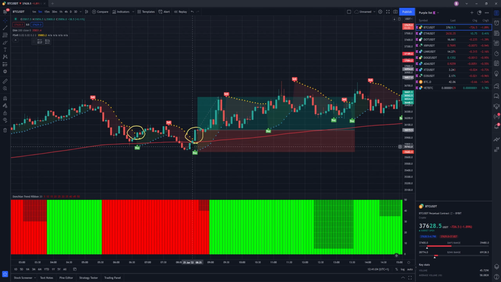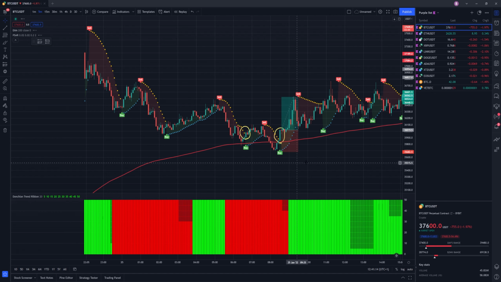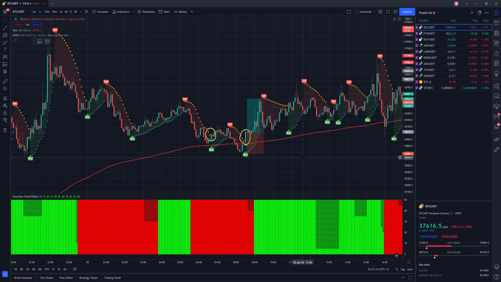So if you would take it to the next sell signal, you almost drawn even, and that's why I like to take my 1.5 risk reward. So I hope it's clear for you.